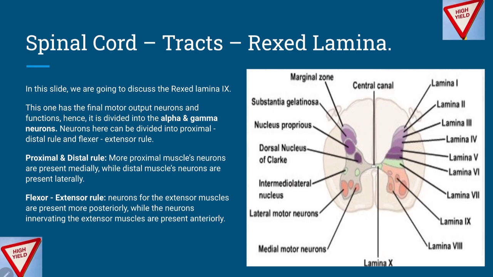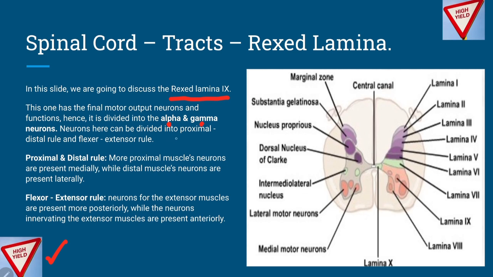So we're going to look in detail at one of the Rexed laminae, number 9. It is important, and it's also a high yield topic, so you should remember this lamina in detail. This one has the final motor output neurons and its functions. Hence it has two types of neurons in itself. One is alpha and the other one is gamma neurons.